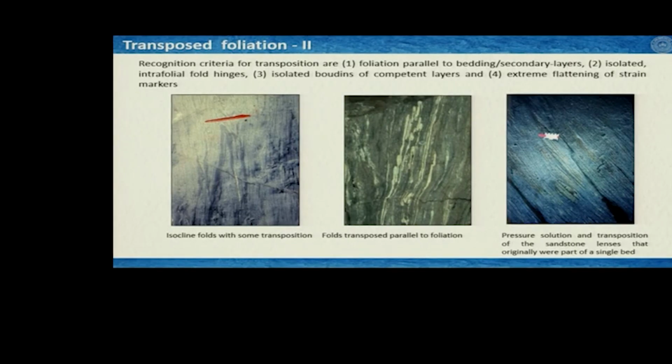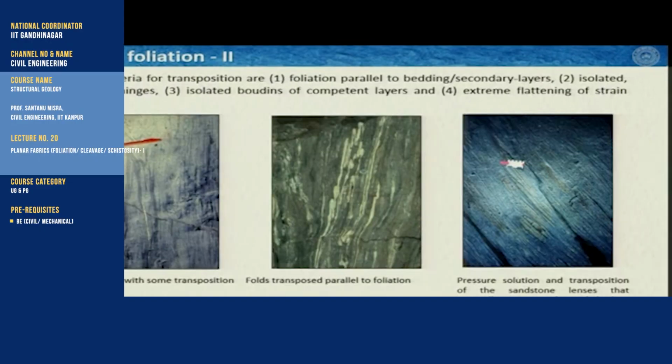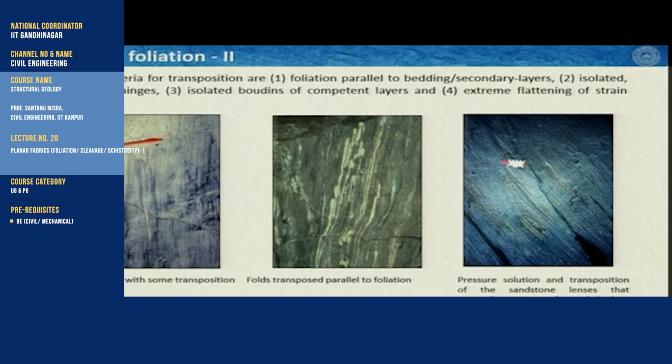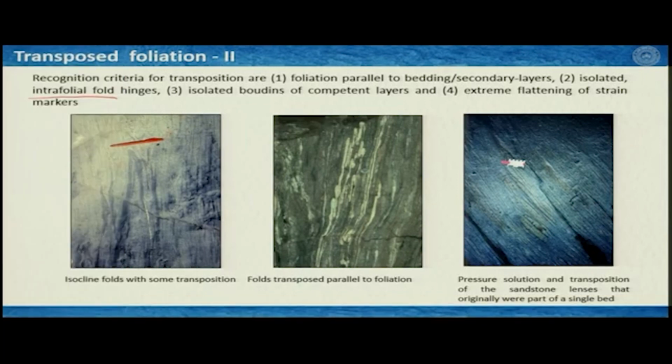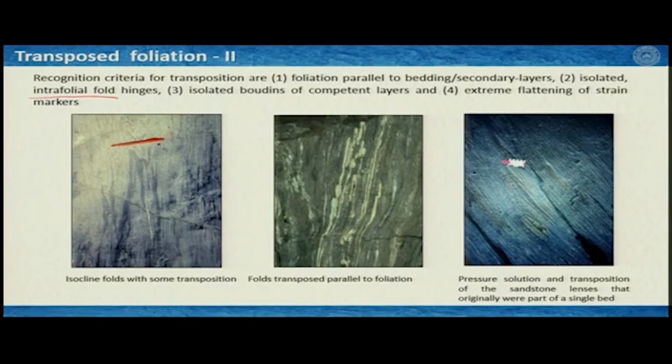There are many ways you can recognize this transposition or transposed foliation. One is foliation parallel to the bedding or secondary layers. Second is isolated intrafolial fold hinges. We learn about this term during our fold lectures. Then isolated boudins of competent layers, and of course, extreme flattening of strain markers. So, if you have a circular strain marker and that got extremely flattened, then it becomes like a line in a section and a plane on the surface.